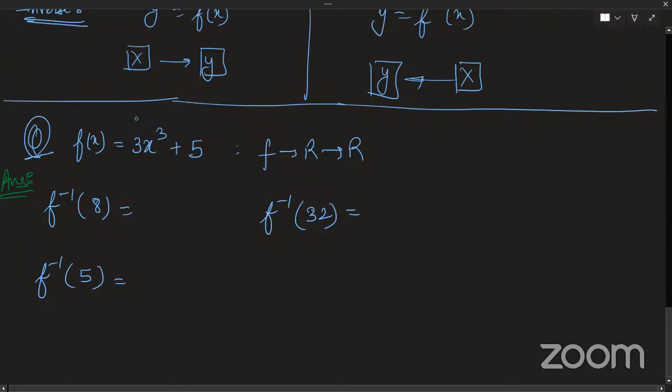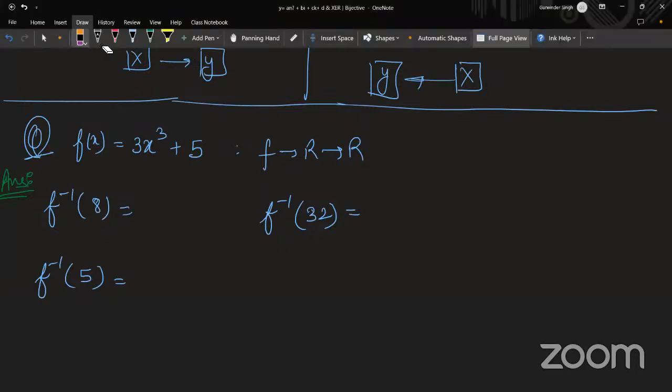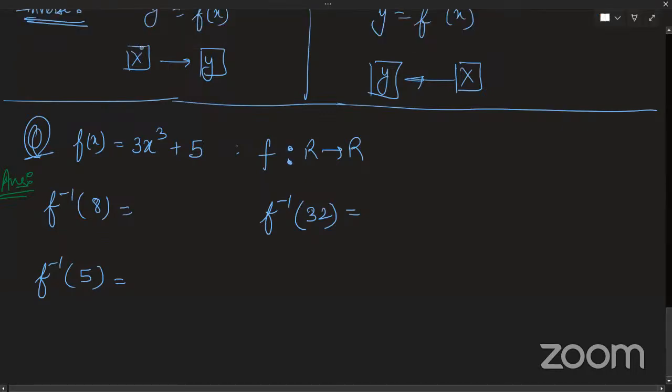I have my f of x, 3x cube plus 5. If I'm asking you the inverse of a function, you will already assume that the function is invertible. The function is bijective. You can just assume that because that is why the question is being formed. Or else they will ask you whether this function is invertible, and if yes, then find its inverse. If it is not given, just assume that f of x is invertible. And in this case, I have chosen a function that is invertible.